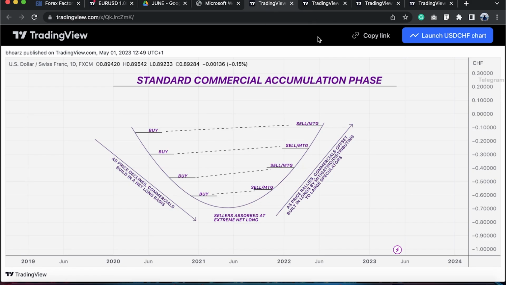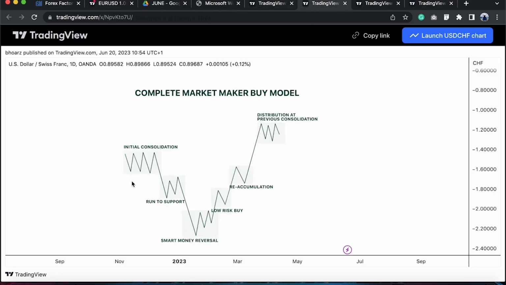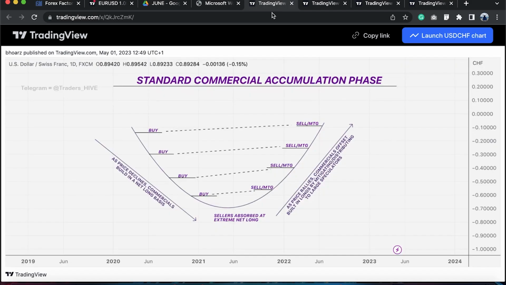Now we can take this concept, and this is where the concept of the market maker model stems from. And again, in this lesson we're talking about the market maker buy model, and it is just a mirror of the standard commercial accumulation phase or cycle. Now this is a diagram of the complete market maker buy model, and you can see it is similar to the standard commercial accumulation phase.